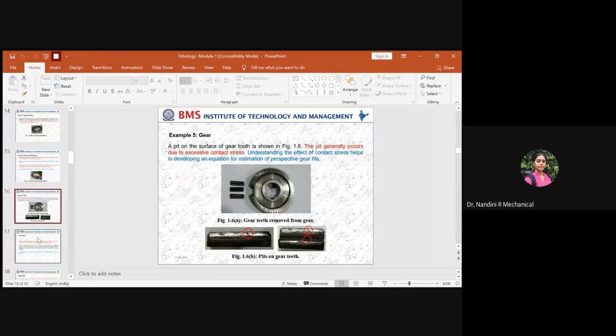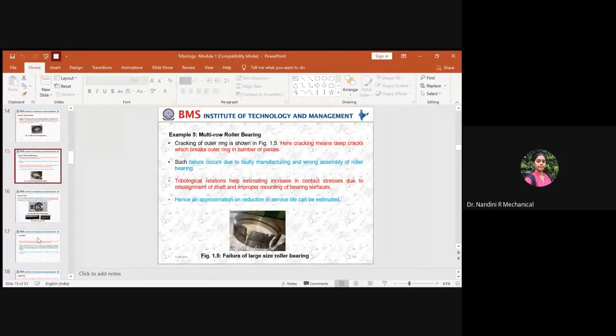So likewise, there are a few examples. Okay, I'll just cover these examples. And then you have a multi-roller bearing. Here you can see some cracking of the outer ring of the bearing as shown in the figure. Cracking here means deep cracks. It is not like some part has been cracked. No, it is a deep crack which has penetrated all the way down and broken open the entire ring itself into n number of pieces. You can see it is broken into 2-3 pieces also, right?